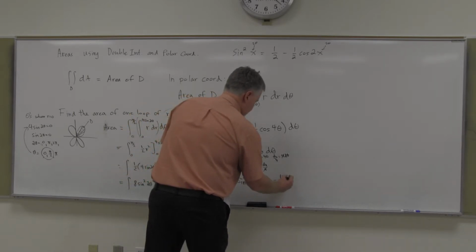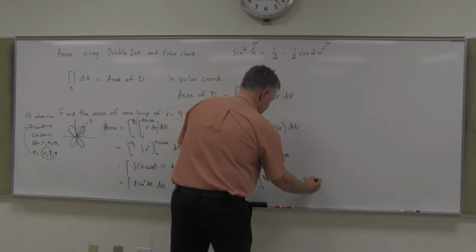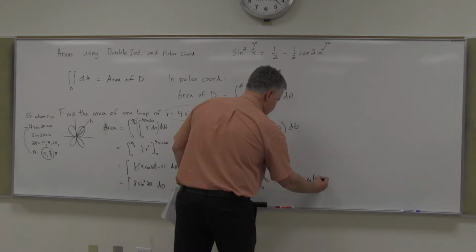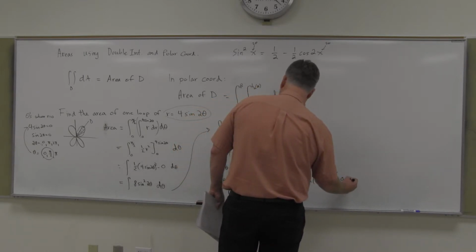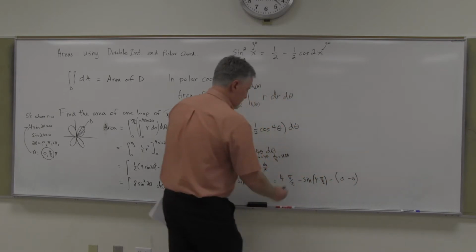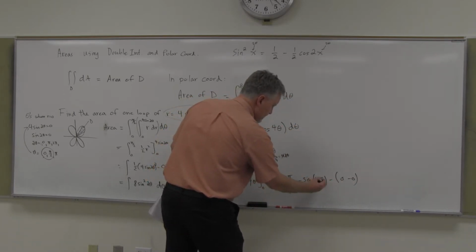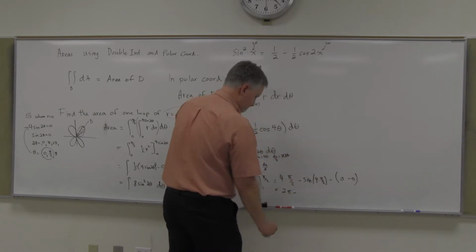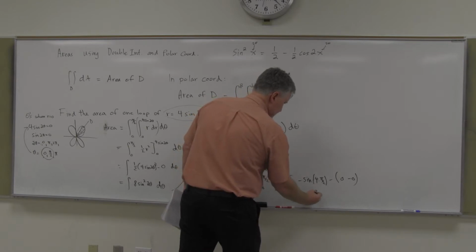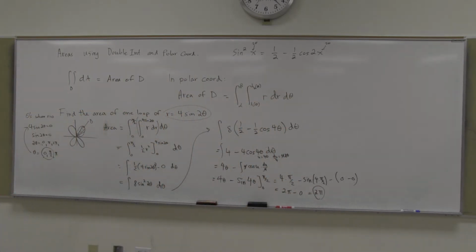So 4 times pi over 2 minus sine of 4 times pi over 2, minus 0 minus sine of 0, so that's 0. So it's 2 pi minus sine of 2 pi, but the signs are nice, that's just 0. Lots of zeros, so it's just 2 pi. Anyway. Question or concern?